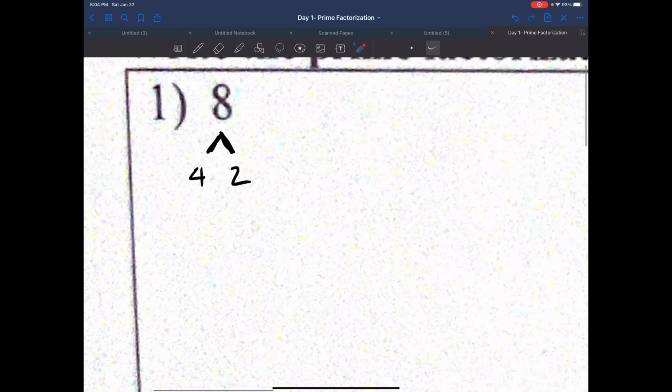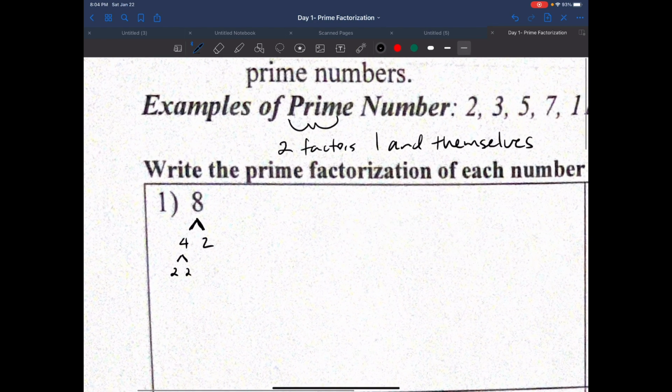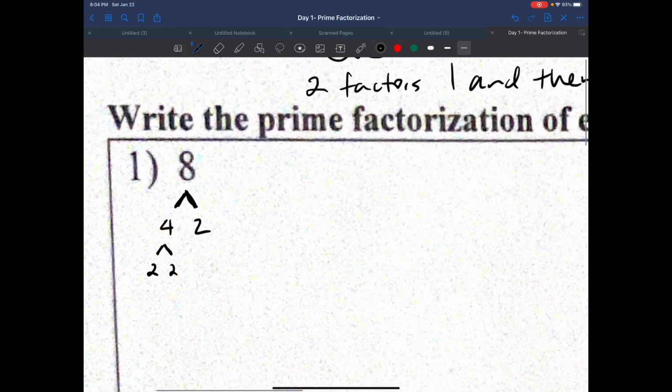So for 4, I'm going to draw a caret sign under the 4, and I'm going to think of two numbers that multiply together to give me 4: 2 and 2. Yes, 2 times 2 is 4, and then looking at our factor tree, I am now left with prime numbers. I'm just left with 2's. So how many 2's do I have? Well, I have one 2 here, another 2 here, and another 2 here.